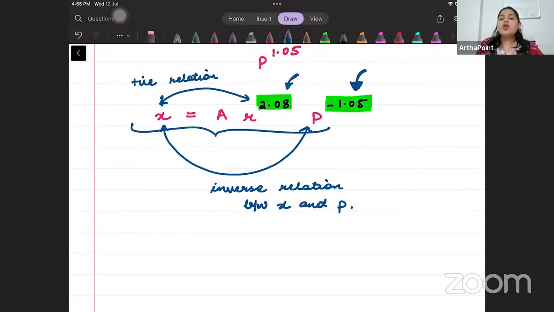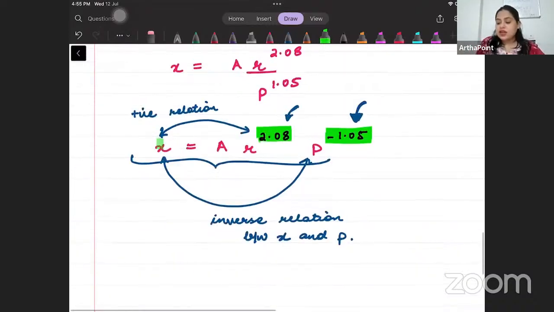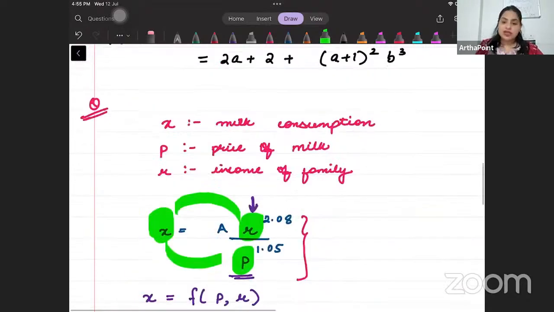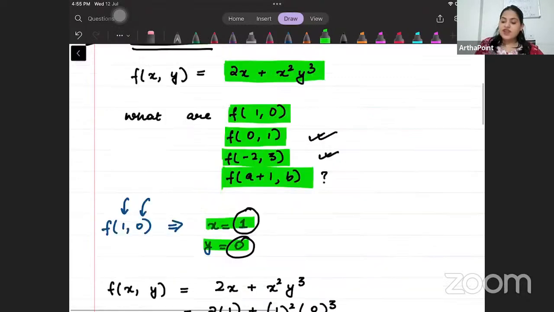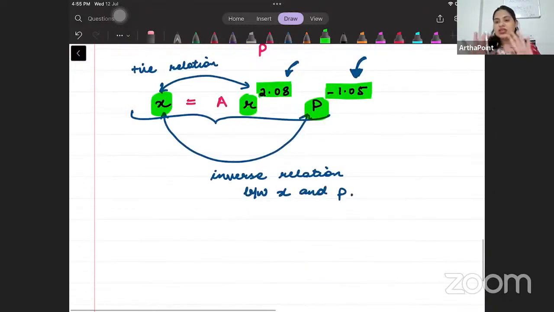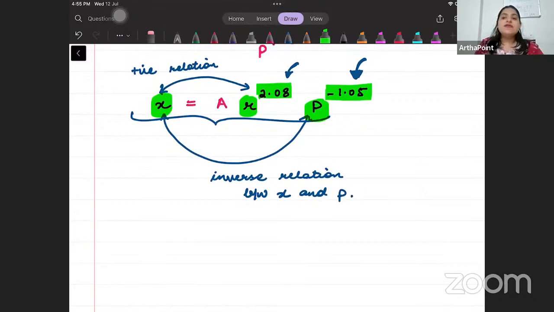Is this clear? So a multivariable function, what have we understood by now? A multivariable function is any function such that it is a function of more than one variable. Like here, demand is a function of income and prices. Like here, Z was a function of X and Y. So all of these beta are multivariable function. I hope this is clear to you. This is the first part that we have gone ahead and done.